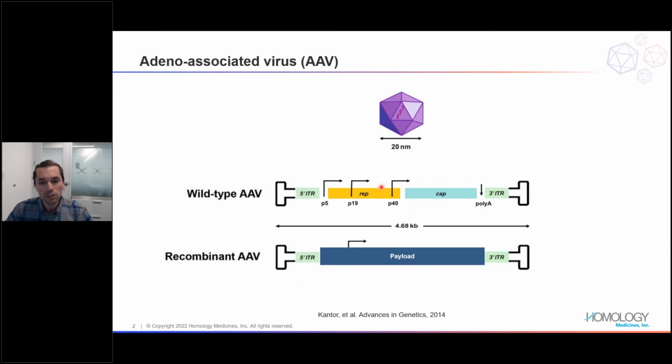These two genes are flanked by two ITRs at the 5' and 3' end. These ITRs, or inverted terminal repeats, are just palindromic sequences. Companies like ours are able to, just by keeping the ITRs and a payload in between, utilize these for a therapeutic delivery.